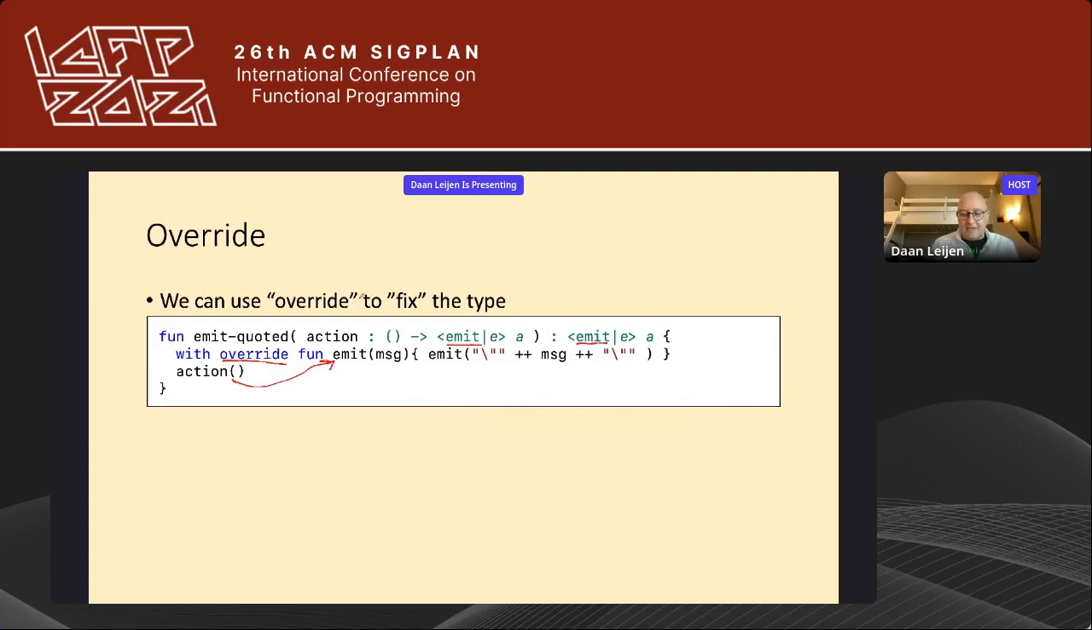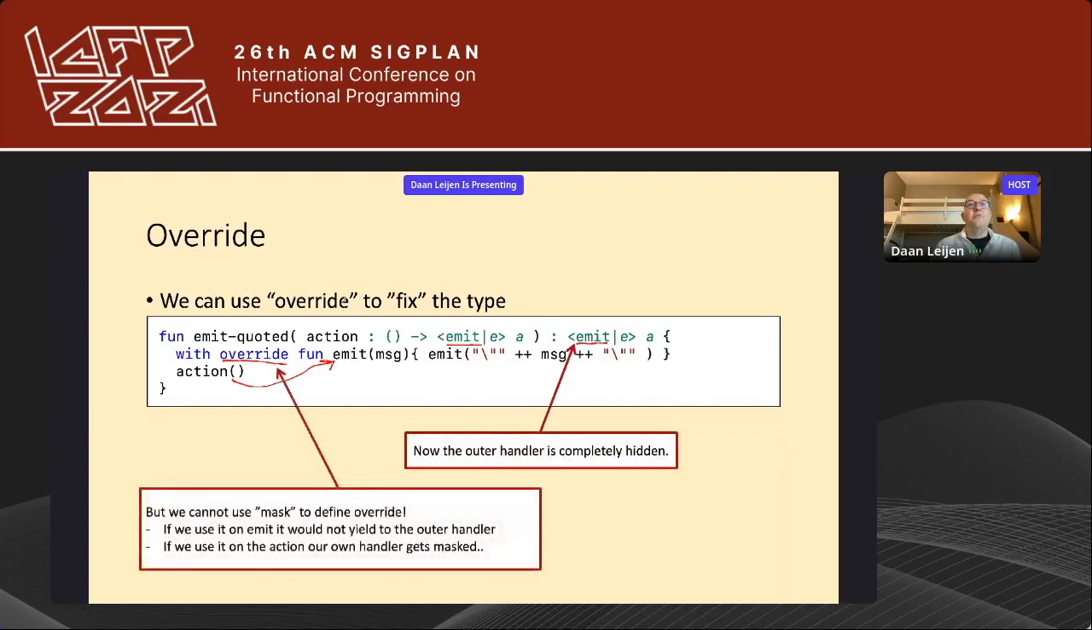So actually there's another kind of mask. There's a family of masks that allow you to do this, because you can't do this just with mask. And there are two reasons why you can't use mask. If I use mask right outside of it, it doesn't work, because then this emit here doesn't go to the right one. It will hide the one we're actually using.